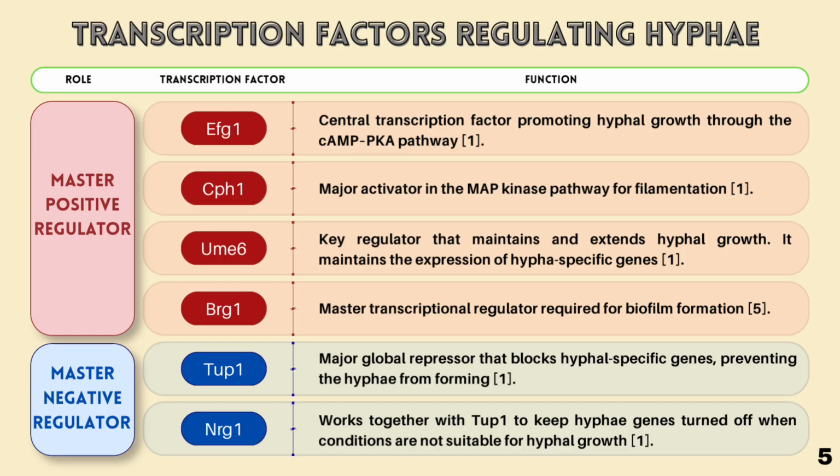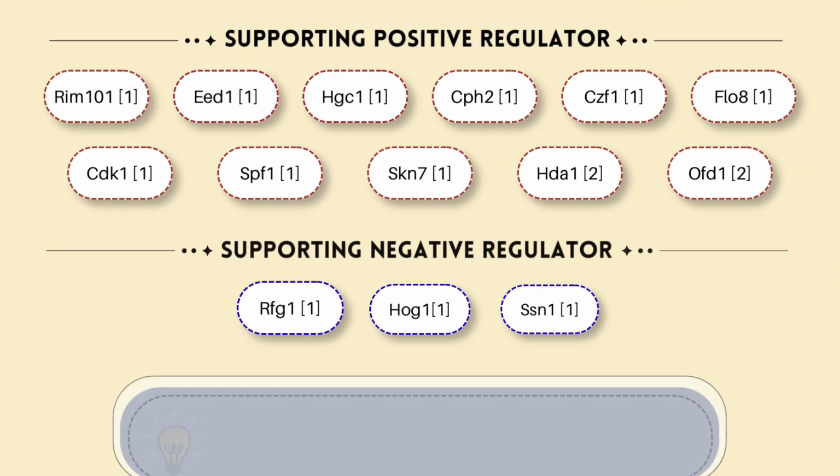As for master negative regulators, we have TUP1 and NRG1. TUP1 is a major global repressor that blocks hyphal-specific genes and prevents the hyphae from forming. NRG1 works together with TUP1 to keep the hyphae genes turned off when conditions are not suitable for hyphal growth. So, both TUP1 and NRG1 must work together as a TUP1-NRG1 complex to complete their work.